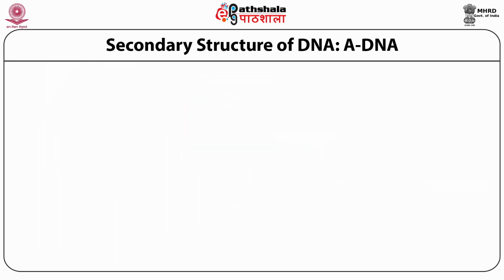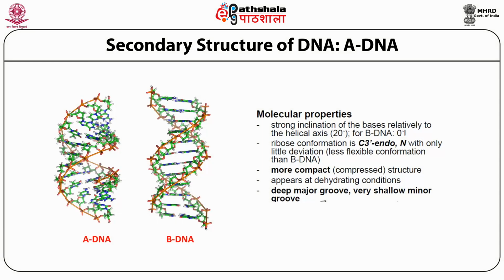There is another secondary structure of DNA called A-DNA, which is a more compact secondary structure and normally appears in very dehydrating conditions. If you look at the B-DNA structure, the bases are perpendicular to the propagation axis, but in A-DNA they are not perpendicular; rather, there is a strong inclination of the bases relative to the helical axis, around 20 degrees. Another important difference is that the ribose conformation here is C3 endo.